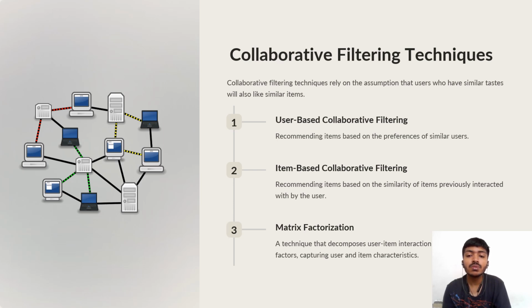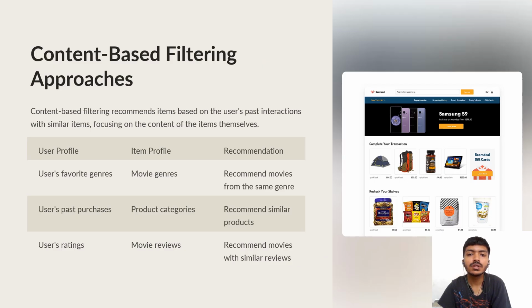For example, user-based filtering, where we recommend items based on the preferences of similar users. We have item-based collaborative filtering, where we recommend items based on the similarity of items previously liked by the user. Then we have matrix factorization, a technique to decompose user-item interactions into factors capturing user and item characteristics. Content-based filtering approaches.